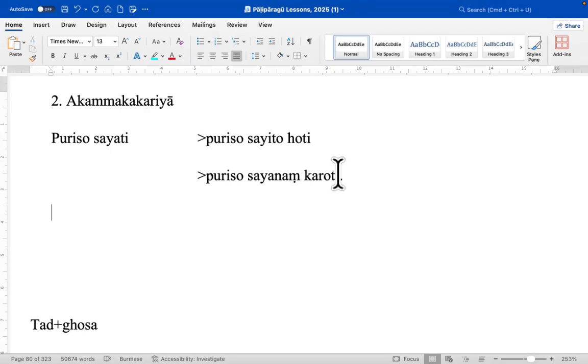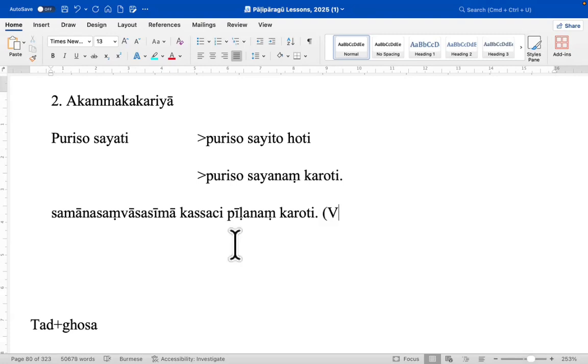From the Vinaya Pitaka: Samana Samvasasima, Kasaji Pilana, the body. Samana, Samvasasima, Kasaji Pilana, Pilana Karoti. So this is from the Vinaya Pitaka, volume 3, page 322. So he says here, Pilana Karoti.